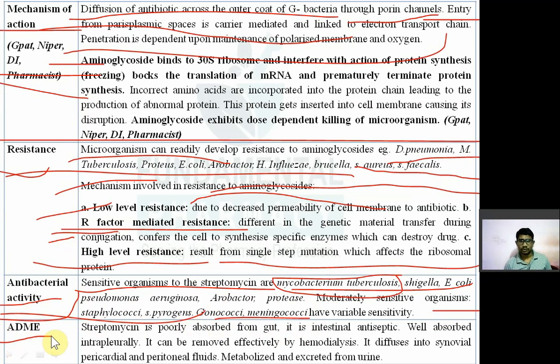Now ADME: absorption, distribution, metabolism, elimination. Streptomycin is poorly absorbed from the GIT because it is a highly polar molecule and a high molecular weight compound. So it will act as an intestinal antiseptic. If you give streptomycin by intramuscular route, peak plasma level will appear within 30 or 60 minutes. They are also well absorbed intrapleurally, from the pleural cavity. It can be removed from blood effectively by hemodialysis. It diffuses into synovial and pericardial fluids. It is excreted in the urine, mostly unchanged. It does not undergo much metabolism.